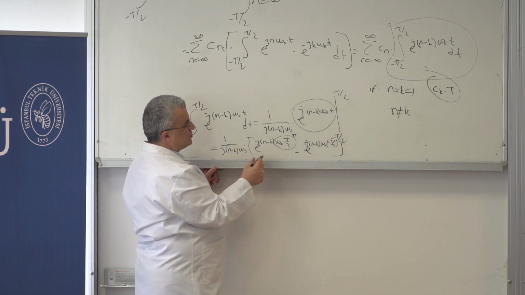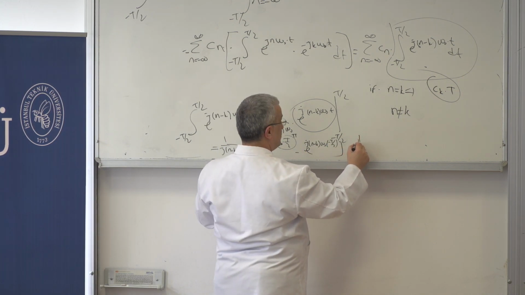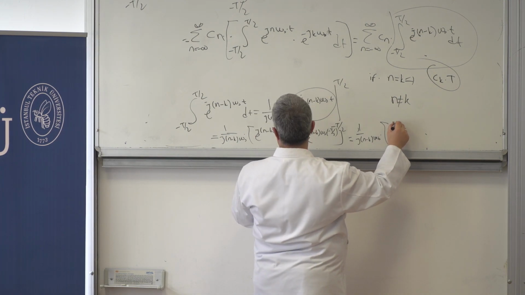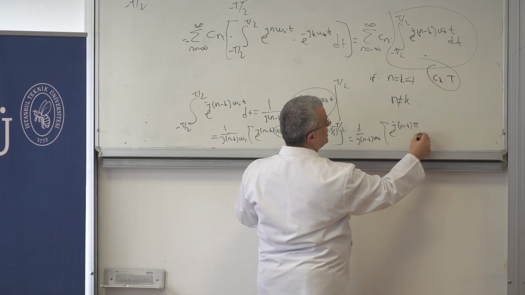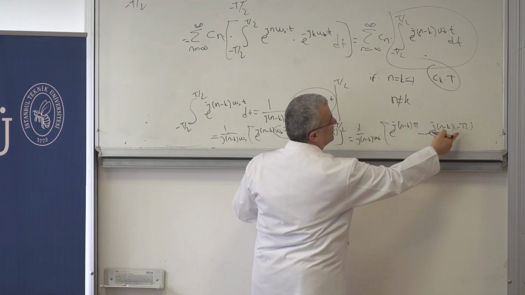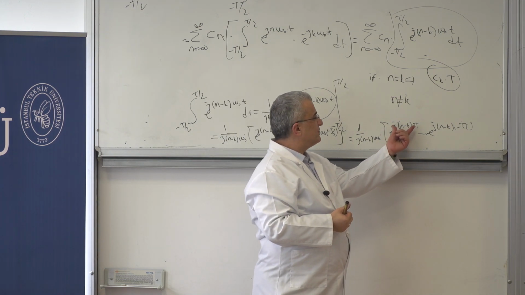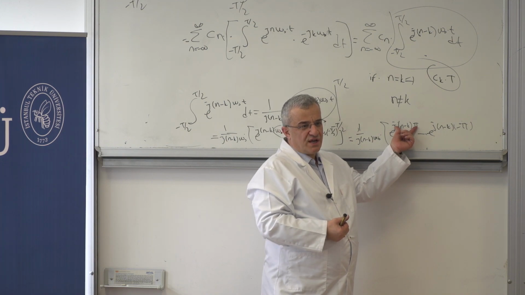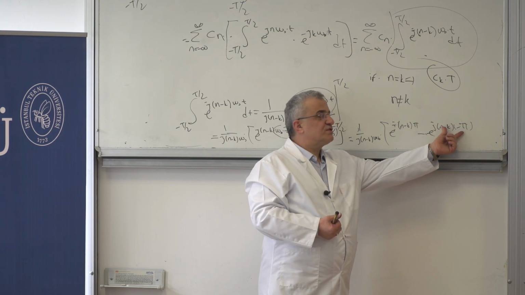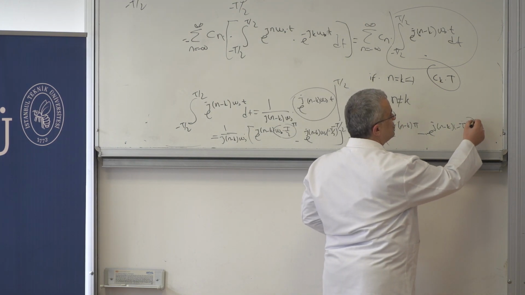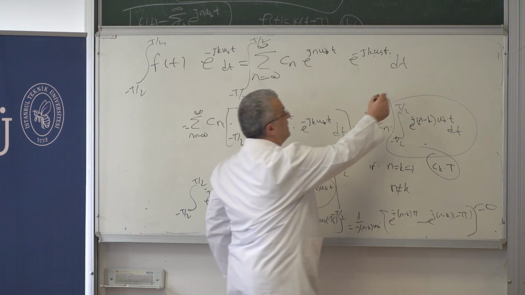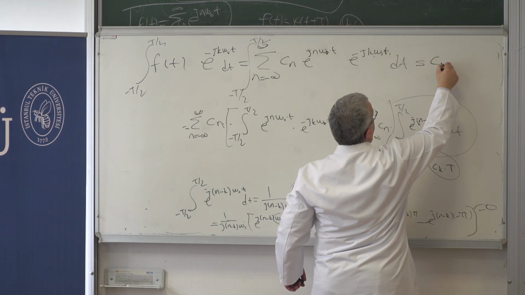So this is e to the j(n minus k) omega 0 times e to the j(n minus k) pi, and this is e to the j(n minus k) minus pi. Are they different? What is this? Cosine of this plus sine of this. Sine of this is always 0, right? Cosine of this is whatever it is, it's the same as this. Cosine of minus something is equal to cosine of that thing. So this gives you 0. So the whole thing, then you find out that this is equal to C_k times T.